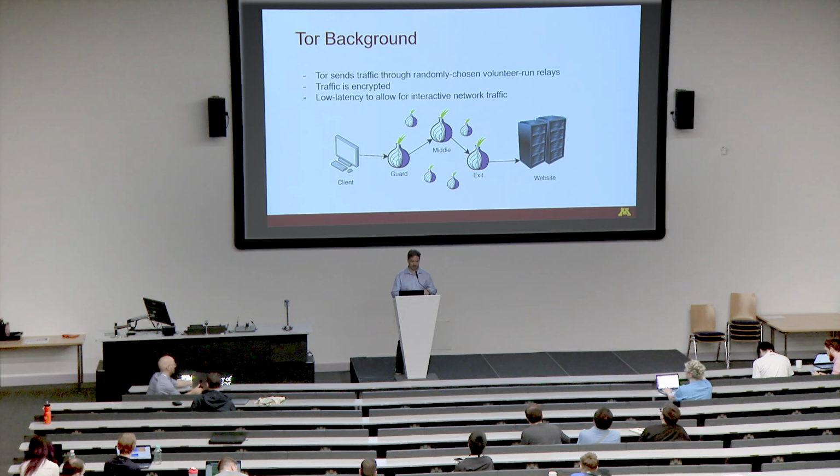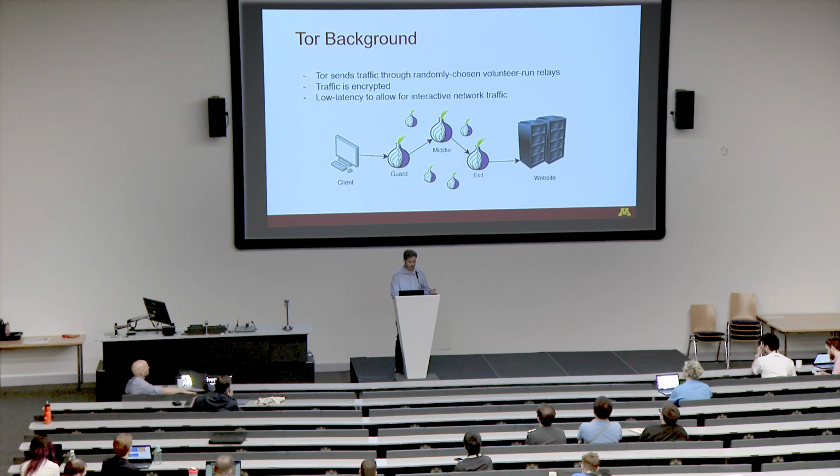Importantly, the traffic gets sent through randomly chosen volunteer-run relays, 3 of them typically. The traffic is encrypted, and then at each hop, parts of it are stripped away. The important part is that each relay only knows where the traffic is coming from and where it's going. So no relay knows both who's sending the traffic and where it's going, at least not at the same time. Illustration here. So the relays are just chosen randomly from a large set of them.